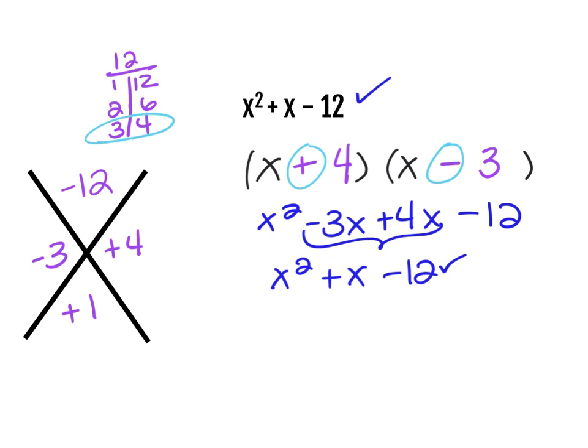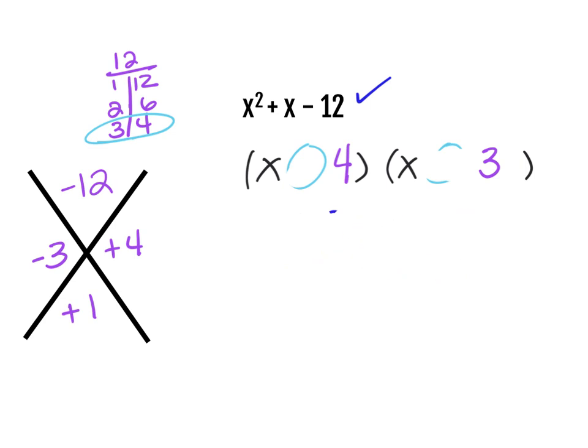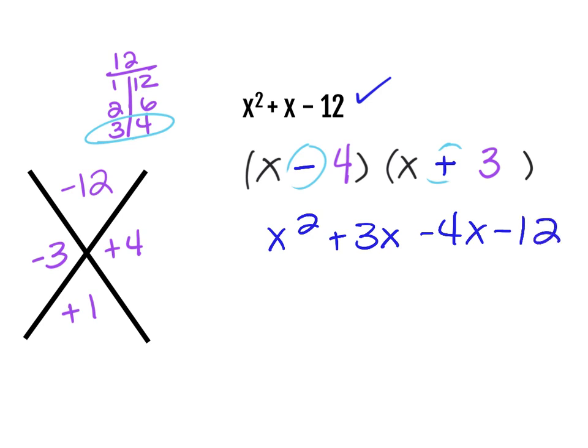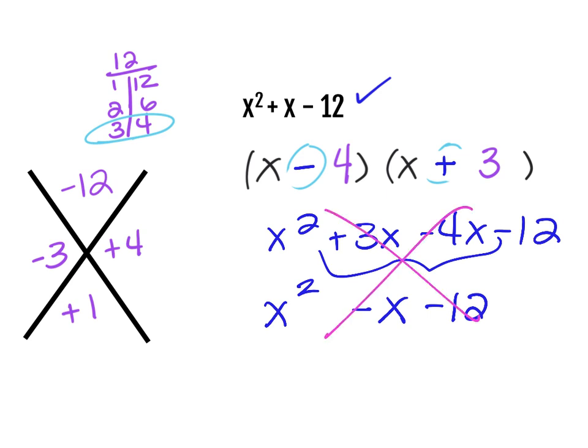Now let's say that we make a mistake with our signs. And I go, okay, well, let me check what I got here. So I'm going to say that this is a negative 4 and this is a positive 3. So when I go to multiply, let's see what happens. X squared plus 3x minus 4x minus 12. So far it may look like it's going to work, but then when I check those middle terms, I end up with a negative x. So this does not work. Therefore, these do not work.